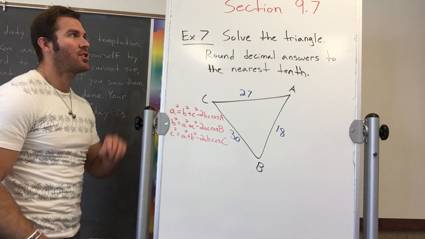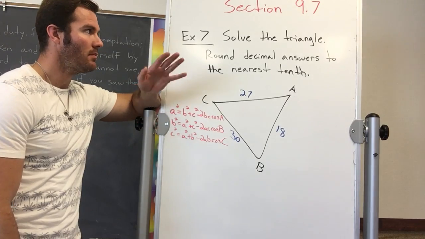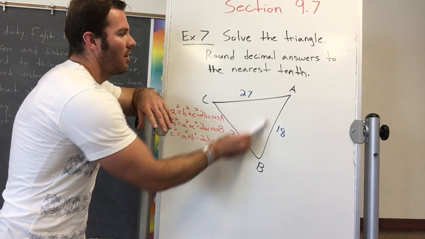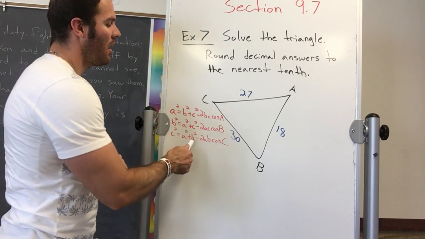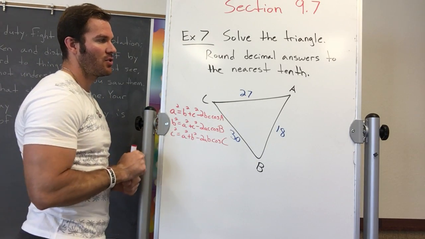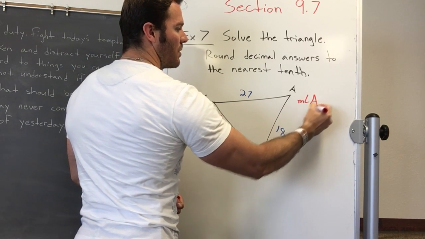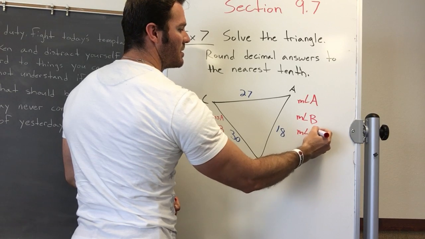Example 7 from section 9.7 is very similar to the previous examples. We're solving for the triangle, so we have to find all the angles. We have all the sides, so this is SSS. So we're using law of cosines first to find one of these angles. We need to find the measure of A, the measure of B, and the measure of C.